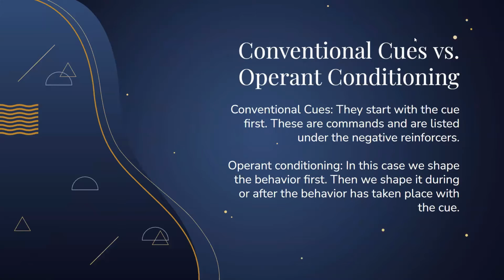Here are 2 main types of ways that we respond to cues, or cues are ingrained to us. There are conventional cues, and these are negative reinforcers. And in the beginning, we start with the cue first, and we teach the behavior with the cue. But there's another type, which is operant conditioning. And in this case, we shape the behavior first, and then after the behavior has taken place, we add the cue with it.